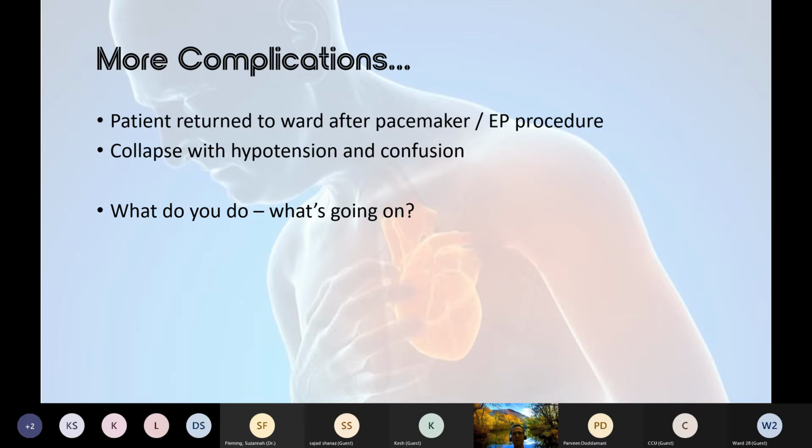So if they've had a pacemaker, maybe the pacemaker lead's fallen out and they're in complete heart block. Maybe their EP procedure has caused complete heart block. Absolutely do an ECG. Bedside echo, yes, somebody's going to want to do a bedside echo. We want to do a portable chest X-ray, very good. Any other simple things that you can check for a patient who's been for a procedure?